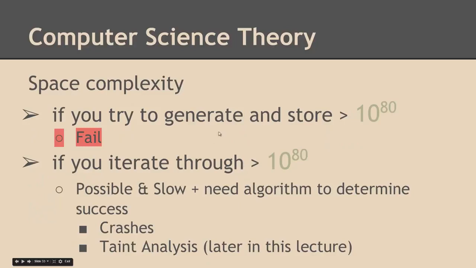So this is important for space complexity. If you try to generate and store over 10 to the 80 test cases, you will likely fail. But if you try to iterate through 10 to the 80 test cases, that's fine. That's also bordering on the realm of cryptanalysis in terms of whether or not this is feasible. The feasibility is dictated by whether or not you have an algorithm to determine success in your iteration. Mainly for fuzzing, that is generating something that can crash the application under test.